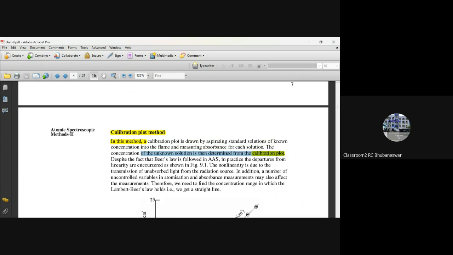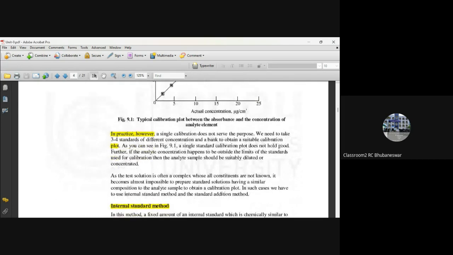So I think you got my point. You are taking a standard solution, doing the atomization, then taking the absorbance, okay, and making a standard calibration plot. By using that calibration plot, in the second stage, you take an unknown solution of the analyte and get the absorbance of that analyte. Then by using the calibration plot, you can determine the concentration of the unknown analyte. So this is the thing.